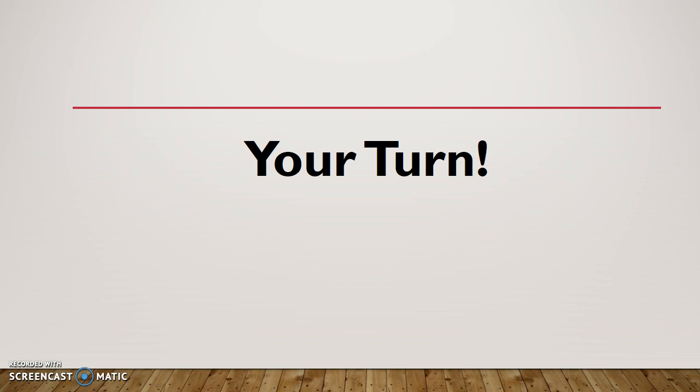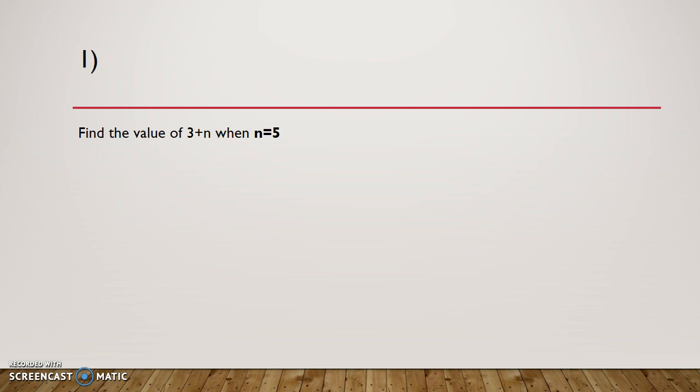Here's your first question. Find the value of 3 plus n when n equals 5. Your second question, if y equals 9, solve the problem y minus (3 plus 7). Feel free to pause the video and go back through to look at any pages that you need or to stay on a question for as long as you need to.